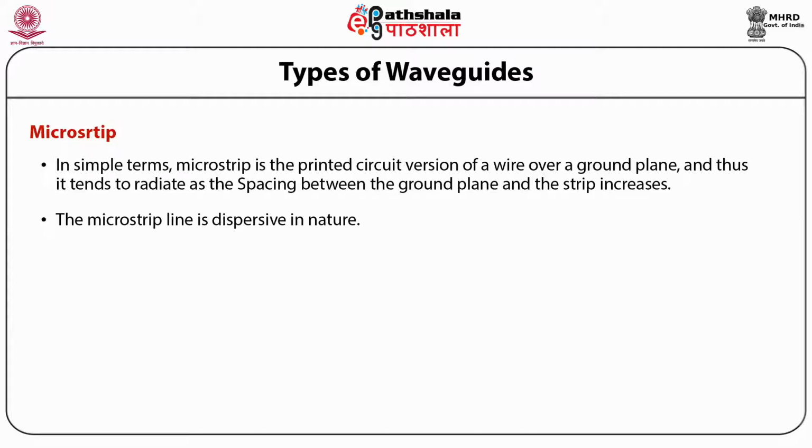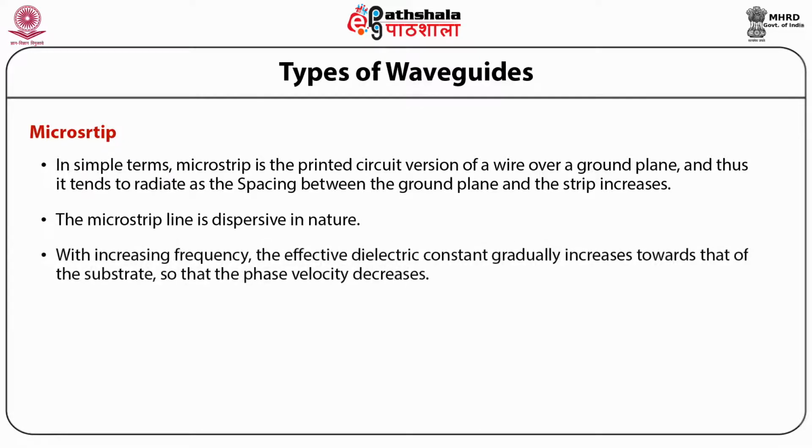The microstrip line is dispersive in nature, and with increasing frequency, the effective dielectric constant gradually increases towards that of the substrate, so that the phase velocity decreases. However, it is also valid for non-dispersive medium.